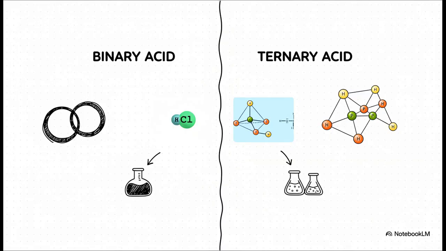And this is a perfect way to see the difference. Look on the left, HCl. Just two pieces, right? Hydrogen and chlorine. That's your classic binary acid. Now look on the right, H3PO4. Whoa, that's a much bigger structure. You've got hydrogen, phosphorus, and oxygen. That's our ternary acid. And you guessed it, each type has its own special naming rule.